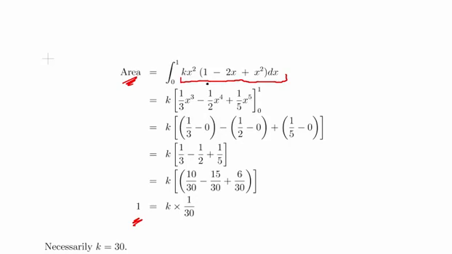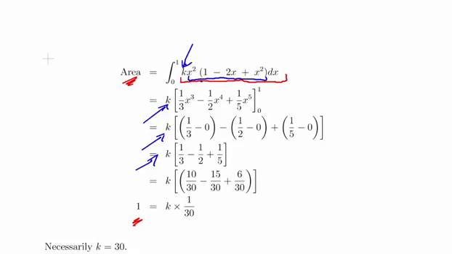Essentially what we're going to do is take the k out, so this k here we're just going to put out here permanently. Then we just integrate that part there. So it's x squared times (1 minus 2x plus x squared), which will become x squared minus 2x cubed plus x to the power of 4.